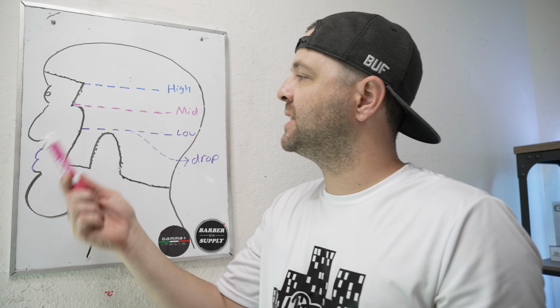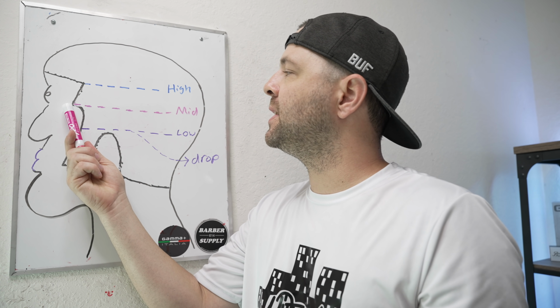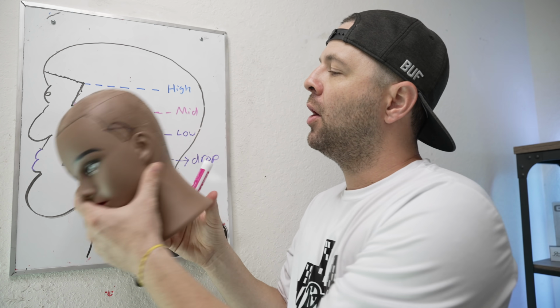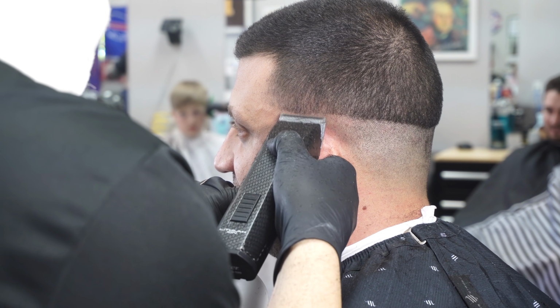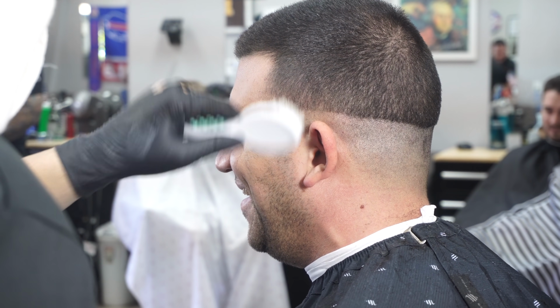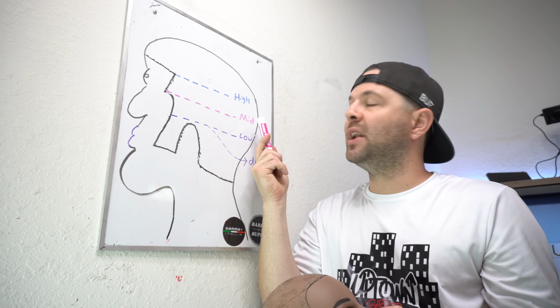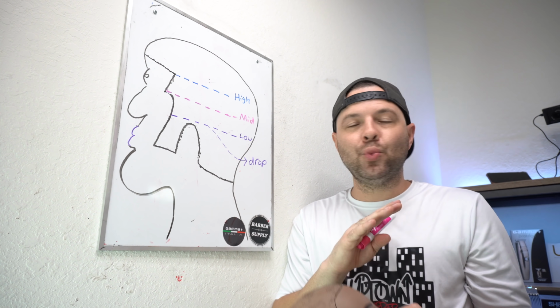So for the mid fade, it's pretty simple. We'll take it from the top of the C cup, and we're just going to keep it even all the way around the head with no dropping. And of course, we can add a drop to any of these, and we're going to talk about that in just a second. So now that we've executed our mid fade line, we know where that is.